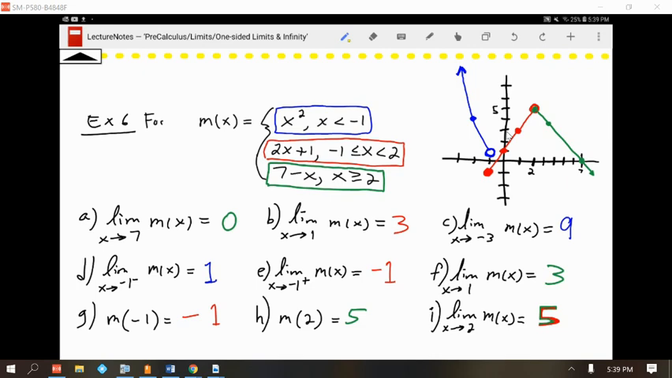-0.9999999. Negative numbers are tricky because they work backwards. This will be a little bit better maybe when we get to 2. Negative numbers are definitely trickier. So as I approach -1 from the right, I'm on the second piece, the middle piece, the red piece. And 2 times -1 is -2, plus 1 is -1. And so the limit from the right side of -1 is -1. The limit from the left side of -1 is +1.